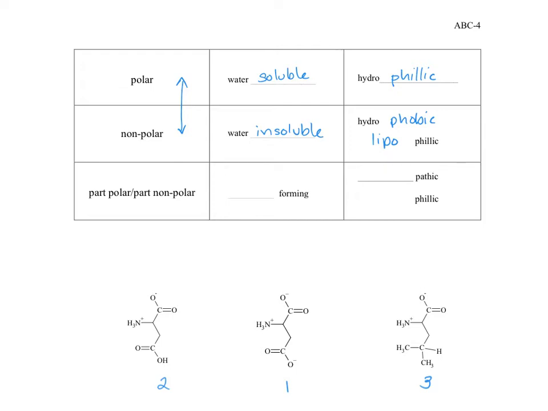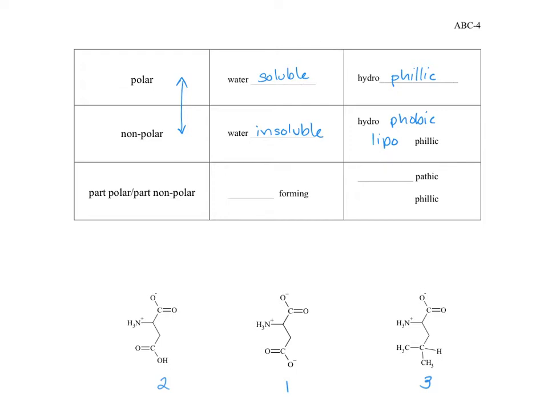Now, the last thing we want to cover in this review unit is a new idea, probably for most of you, and it's a third line on this chart. We have things that are polar, we have things that are nonpolar, but what about things that are part polar and part nonpolar? And I'm not talking about things that are in the middle here. I'm talking about a very different class of molecule.